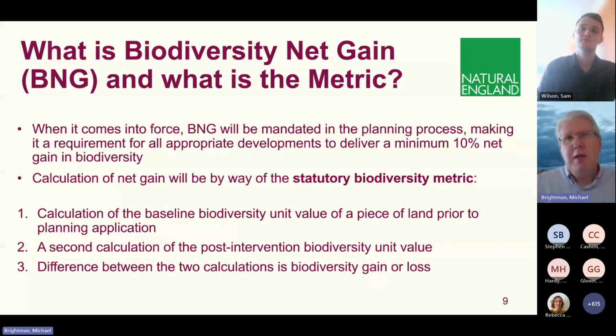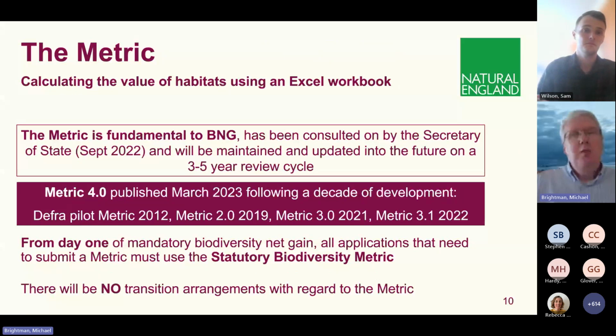Where less than the required number of units are delivered on site, there's a requirement to deliver the remainder of the units off site. And by off site, we mean anywhere outside the red line boundary of the planning application, but within England. For those developers that require off-site units, but where there are insufficient units available in the market, which there may be at day one before the market has developed, then as a last resort, developers could pursue statutory credits to offset their requirement for those remaining units.